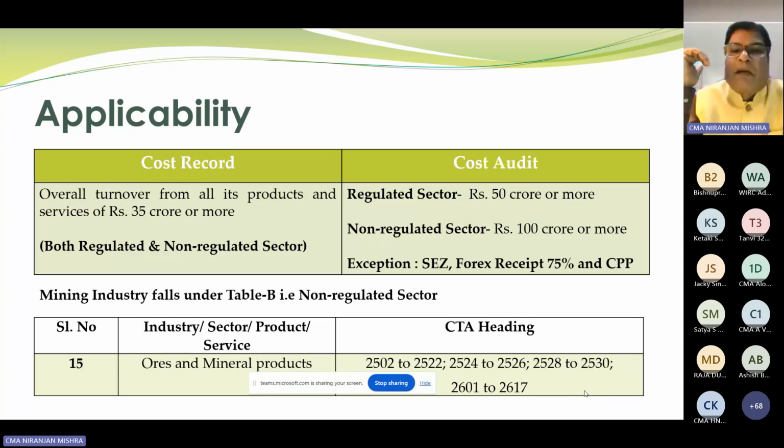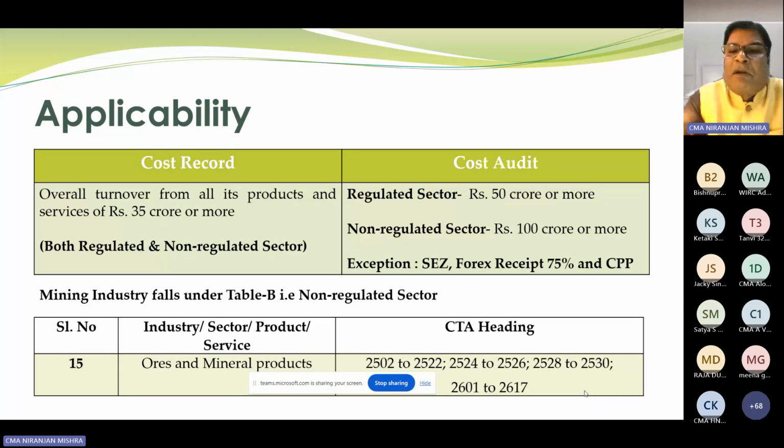Here the same thing: regulated sector 50 crores or more, non-regulated sector 100 crores or more. So here the turnover criteria is 25 crore minimum from the covered product for the regulated sector, and 50 crore maximum. 25 crore is from the covered product and 50 crore is the overall turnover.